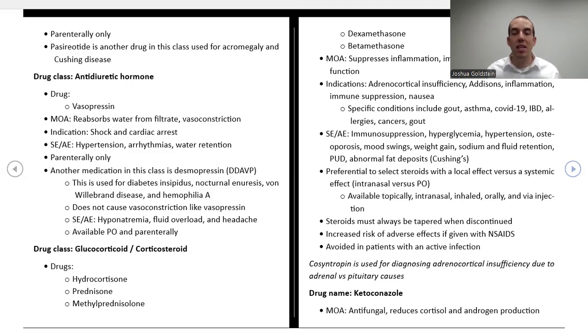For every one of these extensive adverse effects, this is why we don't like giving steroids systemically. You're going to get those with this treatment because Addison's treatment is systemic steroids. Next, systemic steroids must always be tapered. We covered that in the past.